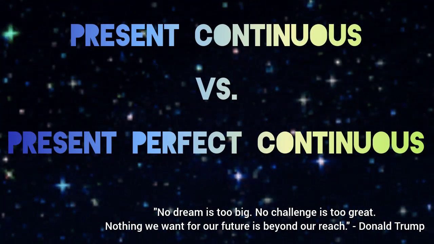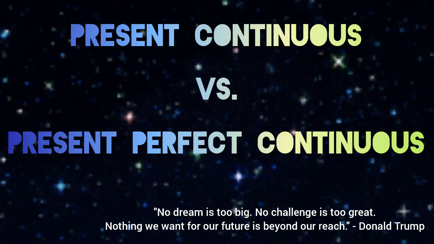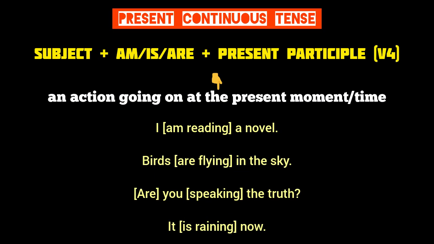Today's topic is present continuous tense versus present perfect continuous tense. So what's the difference between them? You see, the present continuous tense indicates that an action or activity is going on at the present moment of time. It denotes an ongoing or current activity.